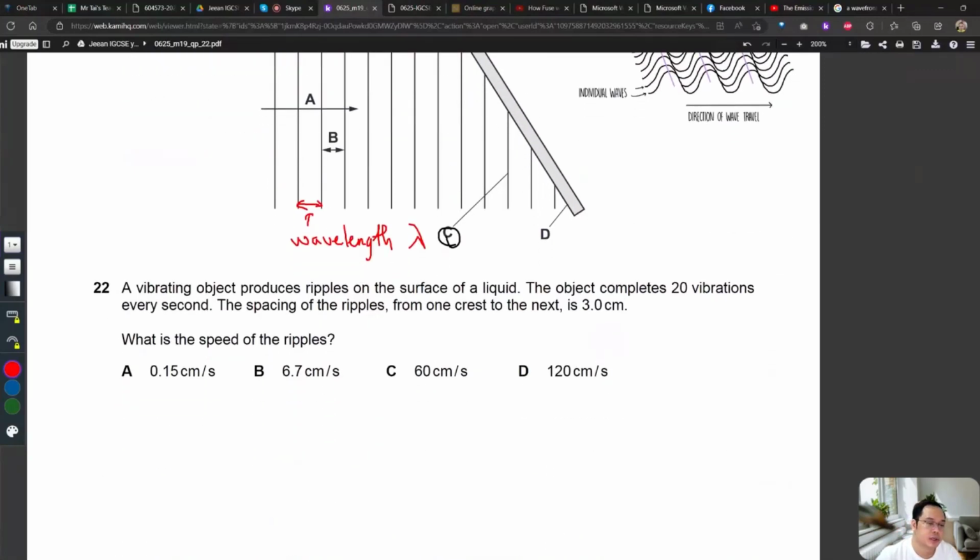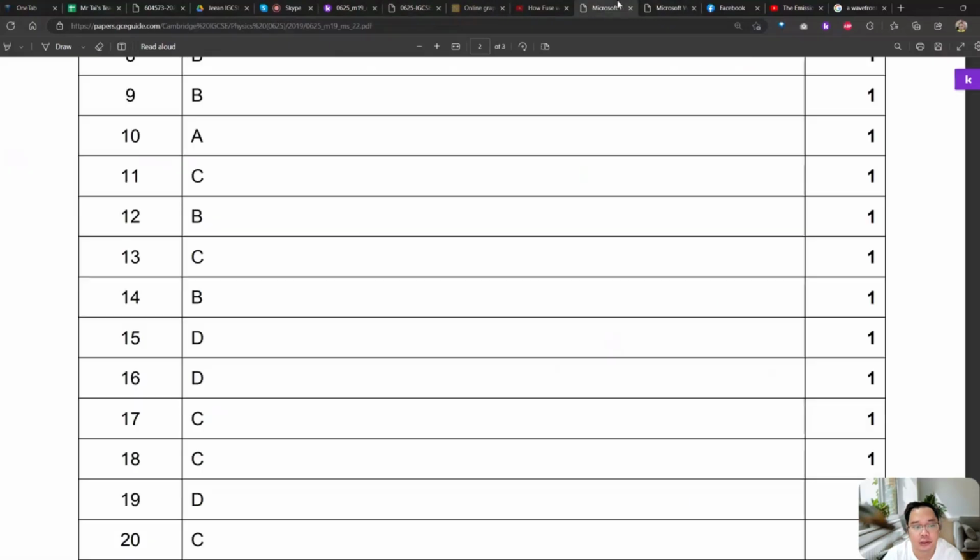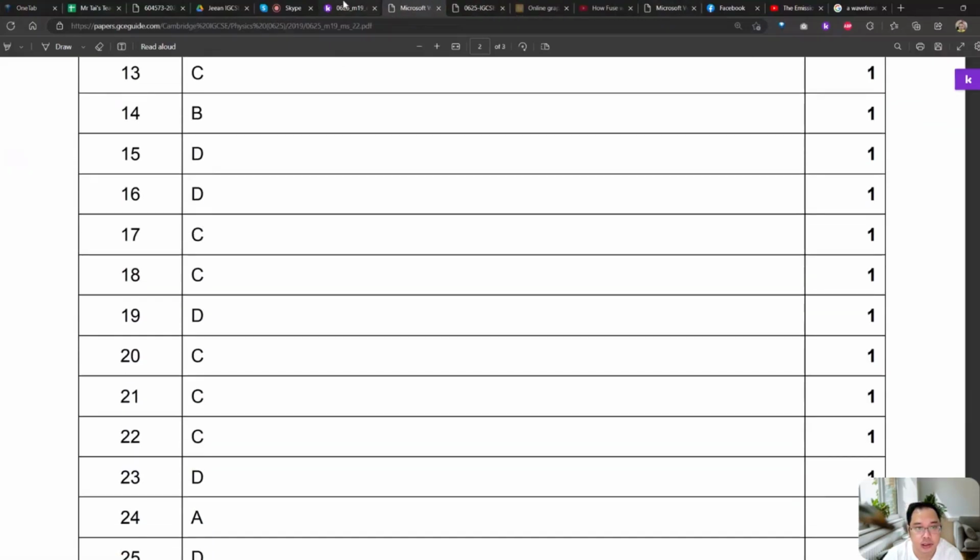22. A vibrating object produces ripples on the surface of a liquid. The object completes 20 vibrations every second. The spacing of the ripples from one crest to the next is 3 centimeters. What is the speed of the ripple? The spacing from one crest to the next means this number is the wavelength, lambda. What is this thing? Lambda. It looks like the letter X. Frequency multiplied by wavelength. C. Yes, it is C.